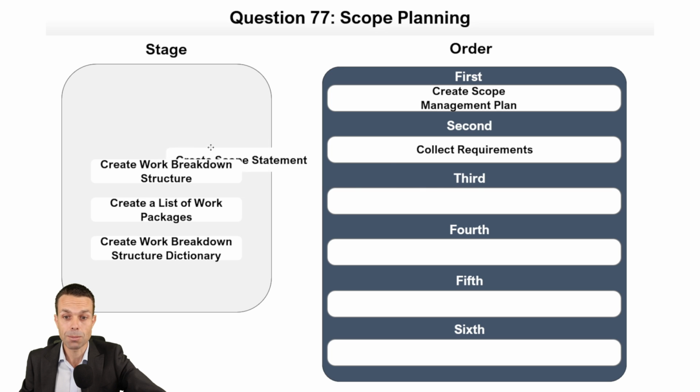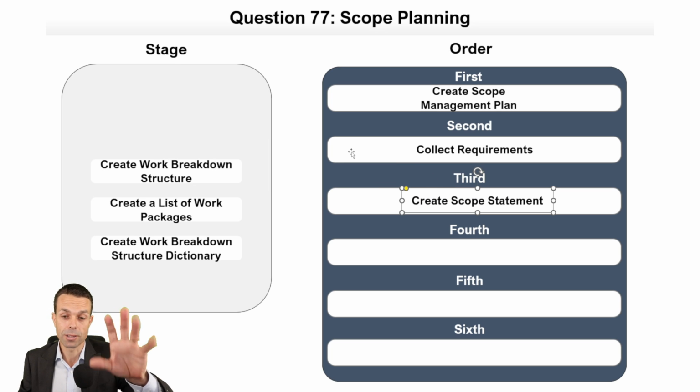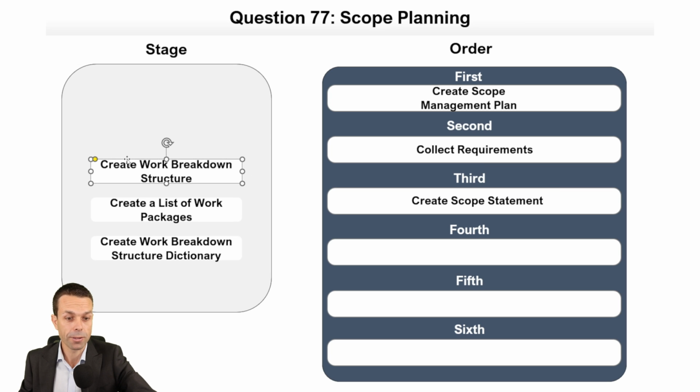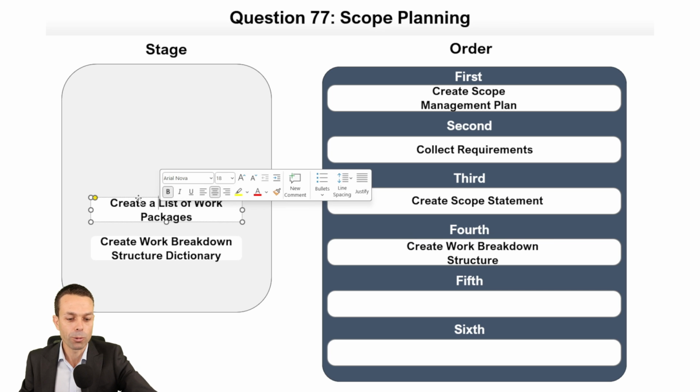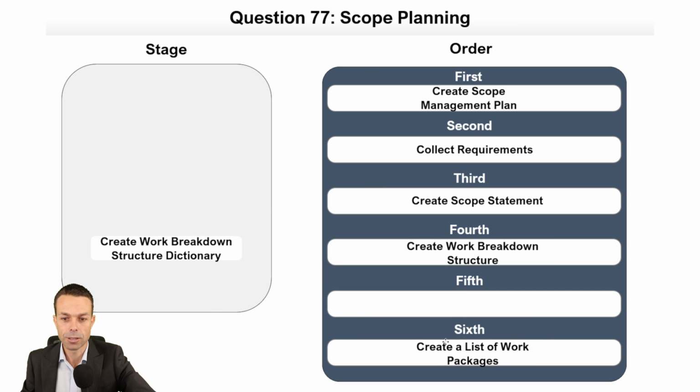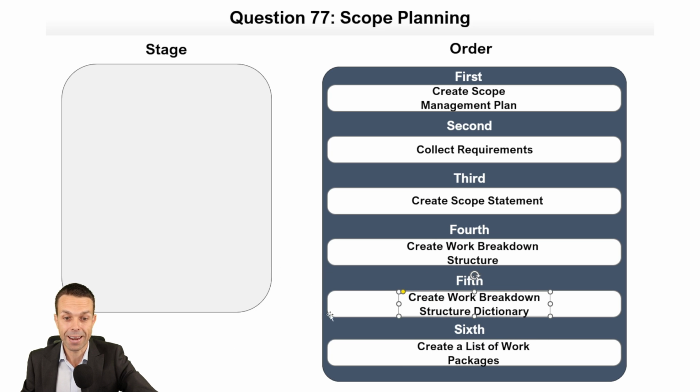Create the scope statement. That's the high-level statement with a list of high-level features. Then we can break that down with our work breakdown structure. So we're going to break that down into smaller and smaller pieces that a person can work on. And what's that called? That's called a work package. But we do that last because before that we need our work breakdown structure dictionary, and that has all of the extra attributes, remember, like resources needed, the time estimates, or the cost estimates for those work packages.